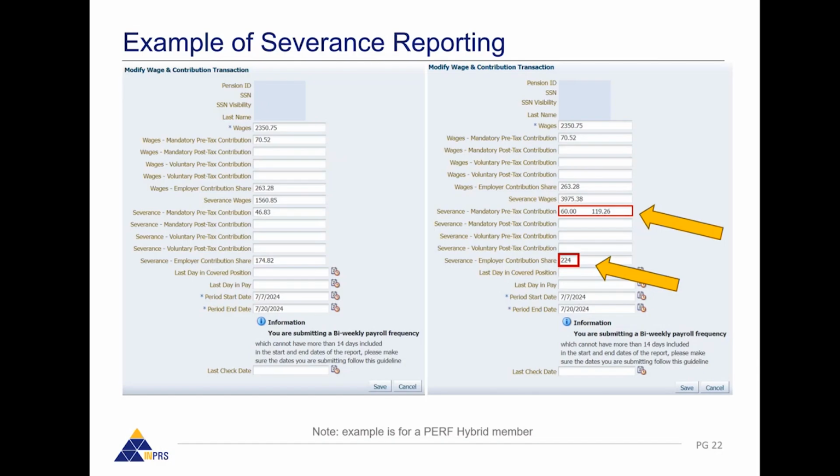Versus on that leftmost example, you can see what it looks like to report severance wages. And actually, yes, for someone who has less than $2,000 in severance wages, it's calculated the exact same way, just in a separate column.